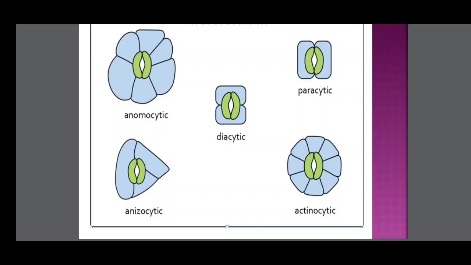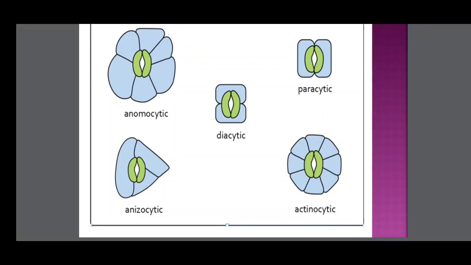The second one, anisocytic. In this, the stomata are surrounded by 2 guard cells. These 2 guard cells are surrounded by 3 subsidiary cells. Subsidiary cells are differentiated compared to the epidermal cells. Of these subsidiary cells, 2 are long or big, one is small. These stomata occur in the cruciferous family. That's why we also call them cruciferous stomata.